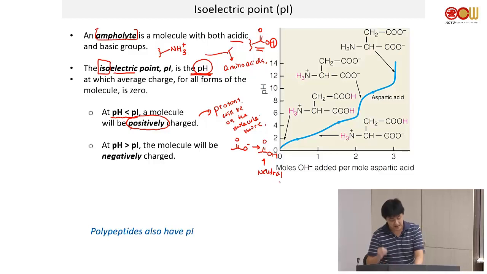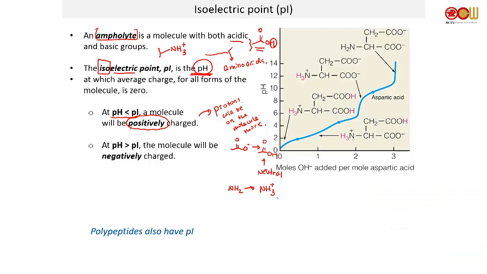So at low pH, of course, this becomes that, and this is going to be positive charge. As a result, your molecule will be positively charged. That's just how it is. It's because your acids are getting protonated to become neutral, whereas your amino groups, the basic group, are going to get protonated and become positively charged.